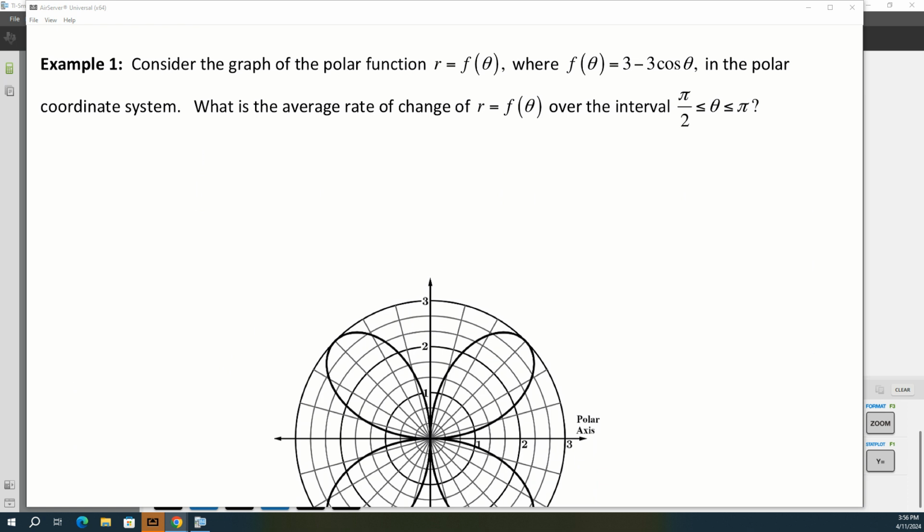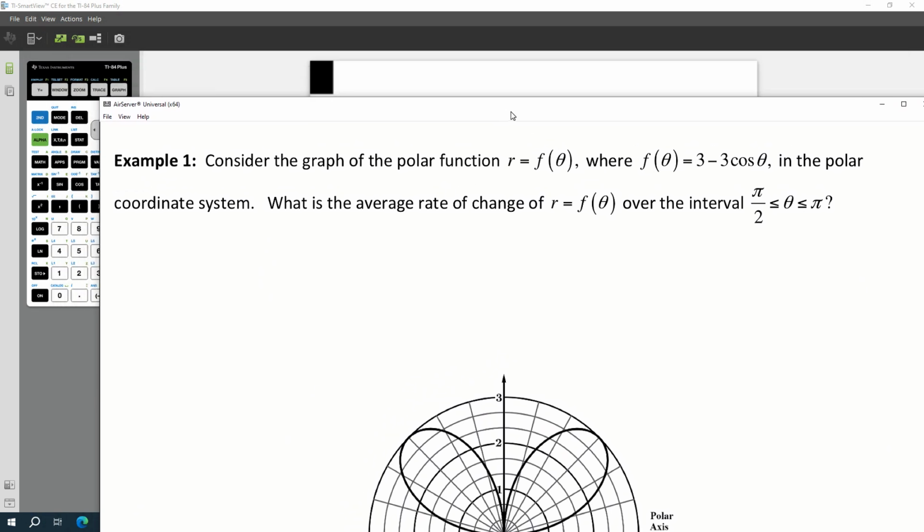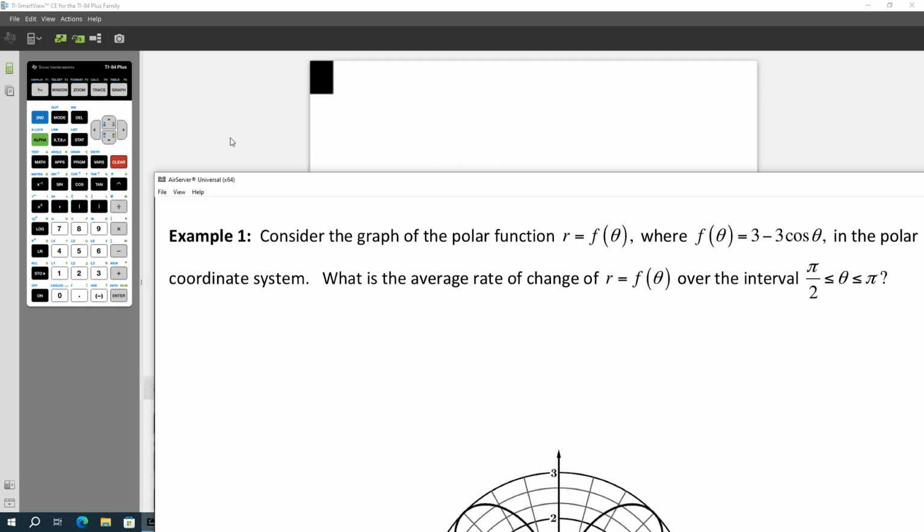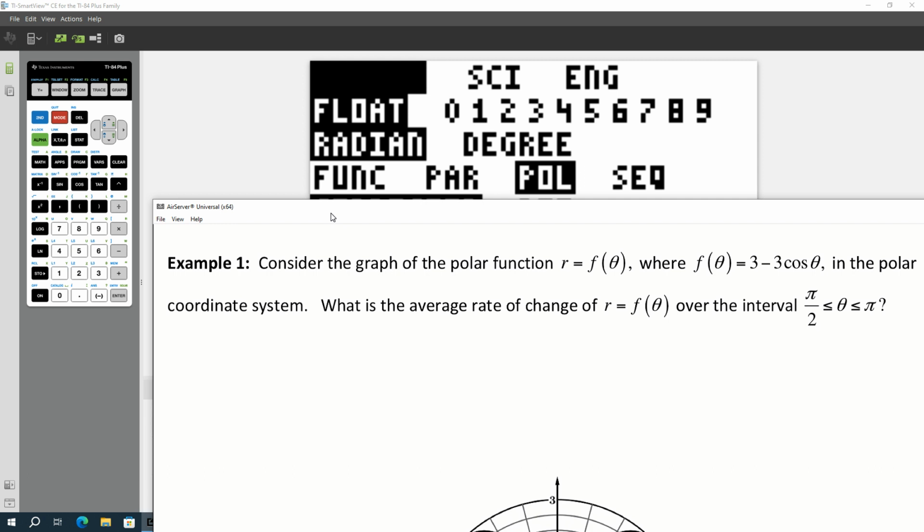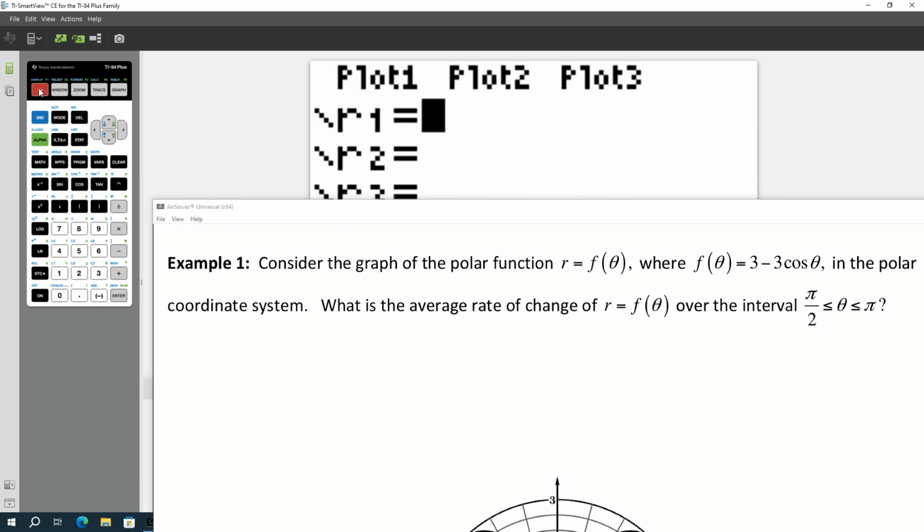So what we're going to do is find the average rate of change of r over the interval from pi over 2 to pi. As long as your calculator is in polar mode, we can go to y equals, and it's actually r equals. And we'll just type this in. All right, and then go back to the home screen.